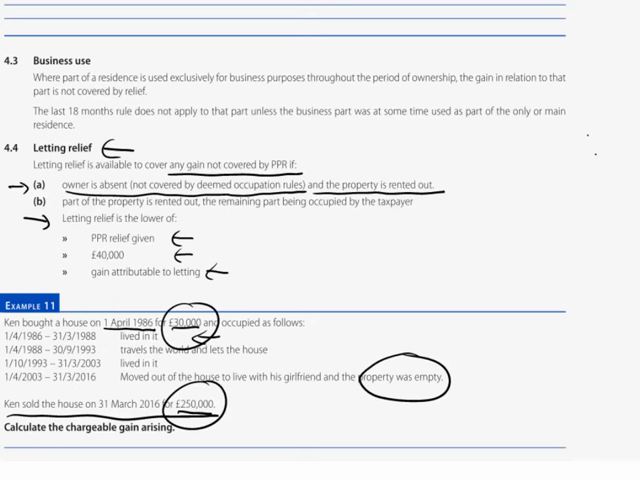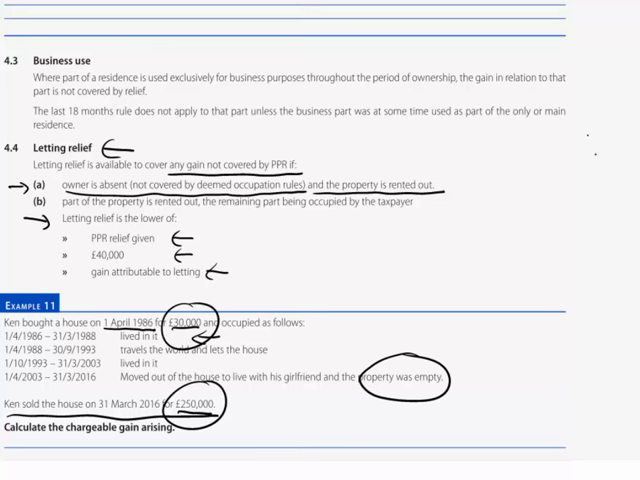Okay, very final part now is just this note 4.3 that we still need to consider. By far the most likely reason why some part of the gain made on the disposal of your PPR is not covered by the PPR relief is because you had a period of non-occupation, a period of absence from the property. But there's another factor that could of course give rise to chargeability. It's known as Principal Private Residence Relief, PPR.